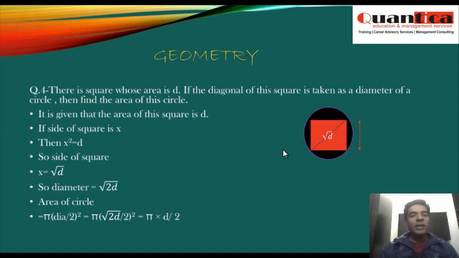Now we know that the area of a circle is pi into (dia by 2) whole square, and the diameter we have calculated as root 2 of D. So pi into (root 2 of D divided by 2) whole square is equal to pi into D by 2, where D is nothing but the area of the square. So our answer will be nothing but pi into D by 2. This is also a doable question. Anyone who is able to do it systematically will be able to get the answer to this question.